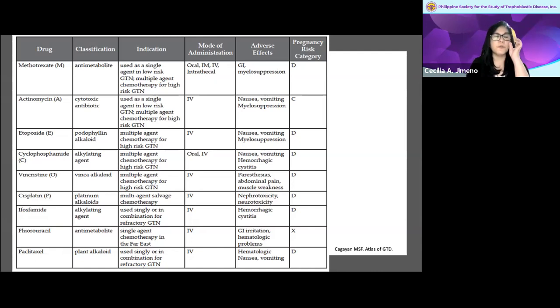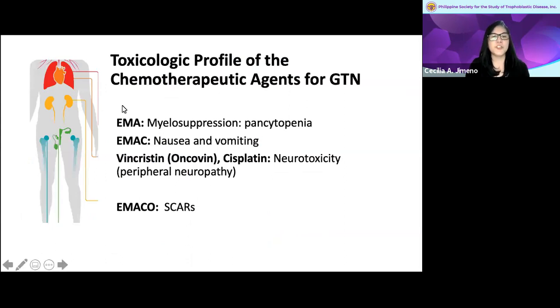Cagayan. And so what we can see is for the EMACO, if you take a look at them, the first three, the EMA, they tend to cause the type A ADRs, the pancytopenia. And you can see this in our patient. There was a drop in all the cell lines, RBC, WBC, leukopenia, and even the platelets, thrombocytopenia. Now, if you include the C, it becomes EMAC. All four do tend to cause nausea and vomiting.